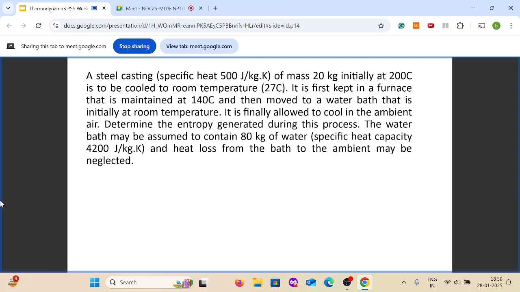So it is finally allowed to cool in the ambient air. So there is another process. Then you are taking it out of the water and keeping it to be cooled in the air. So now determine the entropy generated during this process. The water bath may be assumed to contain 80 kgs of water. The specific heat of water is given as 4200, and heat loss from the bath to the ambient may be neglected. So you are assuming an insulated water bath.